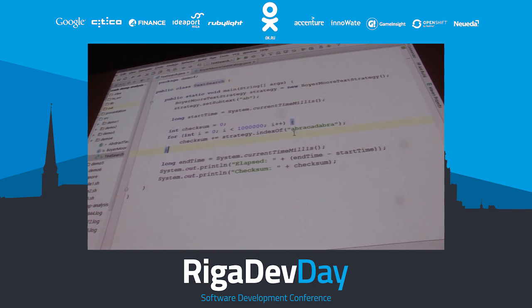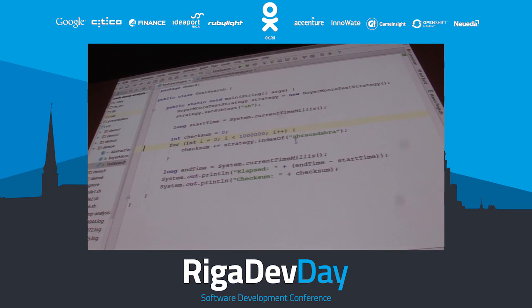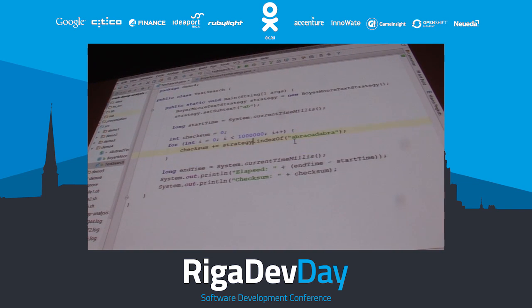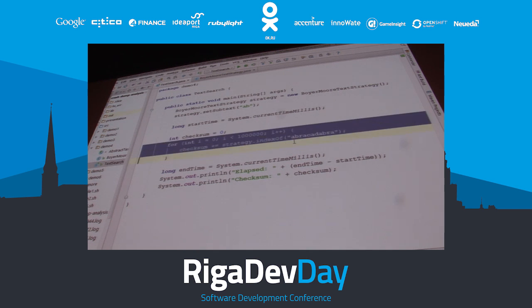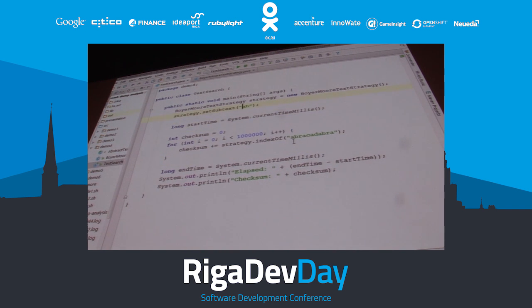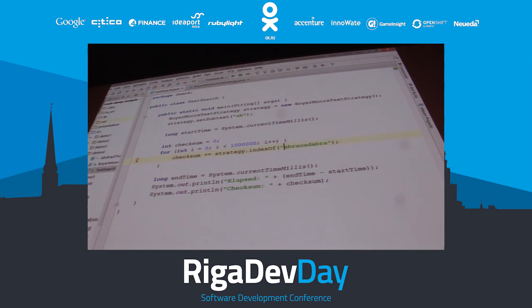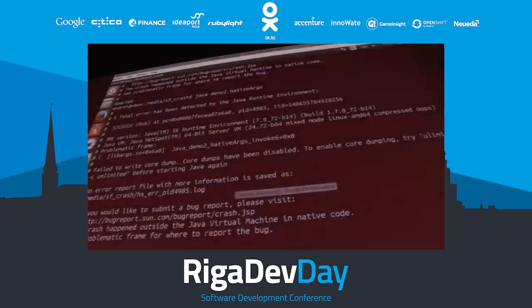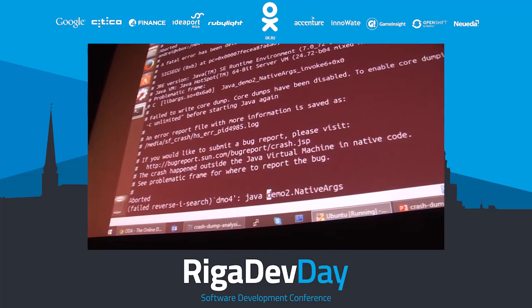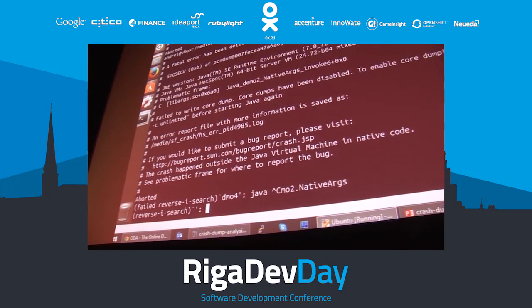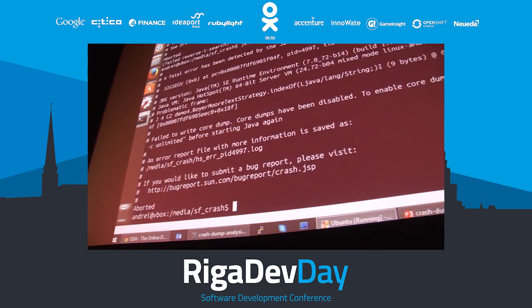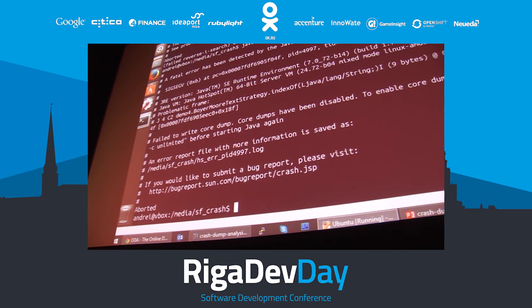And what our code does is just some performance measurements, running indexOf method in a long loop, searching for string AB in some longer string. Let's run it and see what happens. It's Demo 4. It crashes, surprisingly.